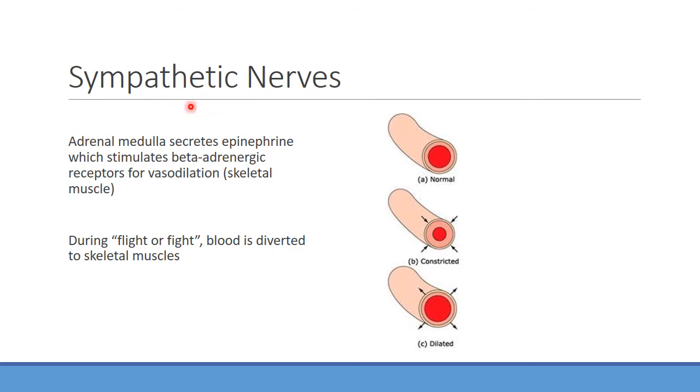So when you're looking at your sympathetic nerves, again, you have a lot of this being released from the adrenal medulla, having epinephrine that will stimulate beta adrenergic receptors. And so specifically here, these are going to be beta 2 receptors we're going to talk about. So when you're looking at the vascular smooth muscle, beta 2 activation causes relaxation, right?